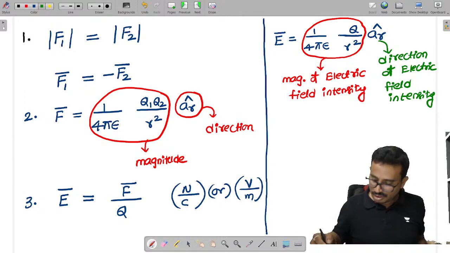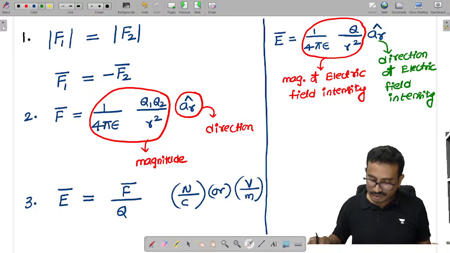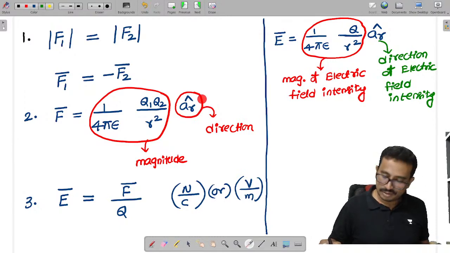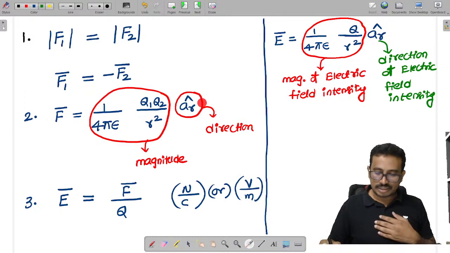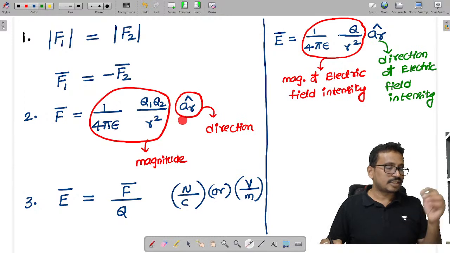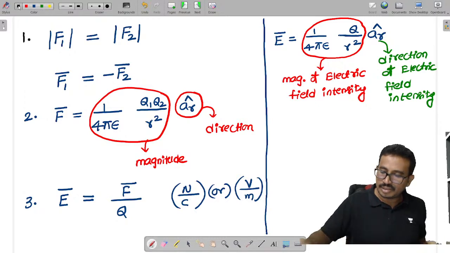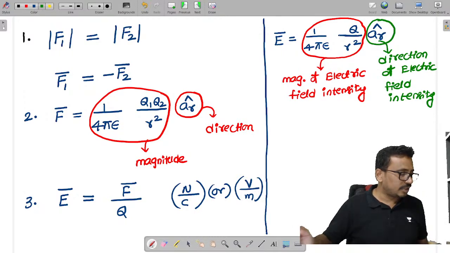Right. Now you tell me, carefully see this thing here. So this arrow will give us a direction of what? Whose direction will it give us? The arrow is a direction of the force. Where this arrow will give us a direction of the electric field.